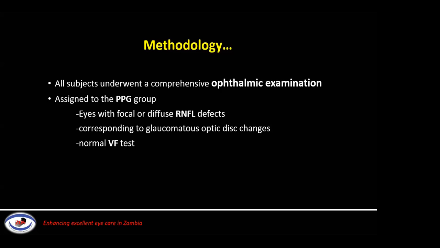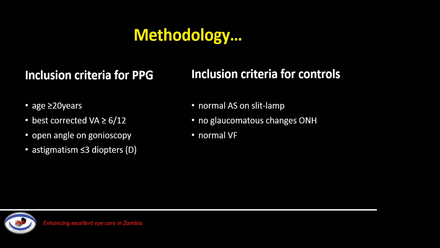Patients who had eyes with a focal or diffuse retinal nerve fiber layer defect corresponding to glaucomatous optic disc changes with a normal visual field were assigned to the PPG group. So for the inclusion criteria for the PPG group, the age was greater than 20 years. Then the best corrected visual acuity was 6/12. Then the subject needed to have an open angle on gonioscopy. Then astigmatism of less than or equal to 3 diopters.